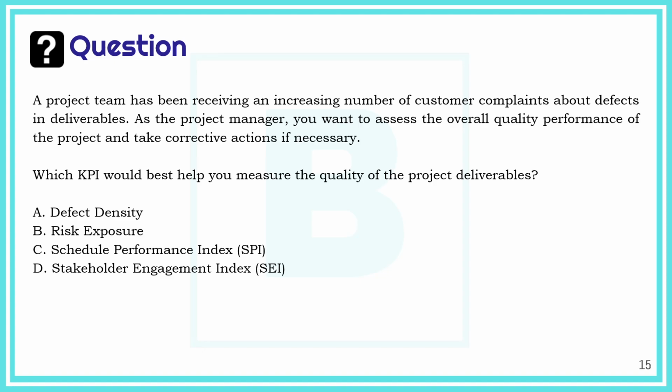Defect density, risk exposure, schedule performance index, or stakeholder engagement index. Now here, we have a problem with the defects of the deliverables. So risk exposure wouldn't help, SPI wouldn't help, stakeholder engagement index wouldn't help. We need to measure the density of defects in the deliverables. Okay, this is the right answer.